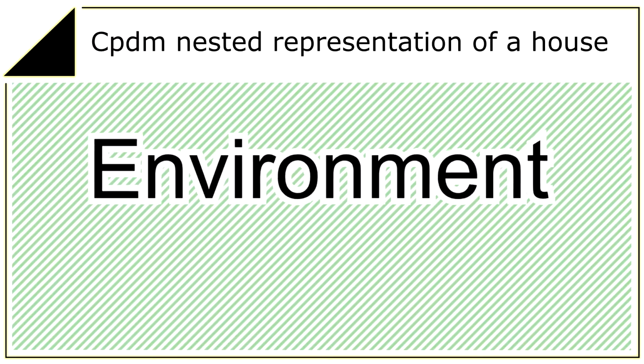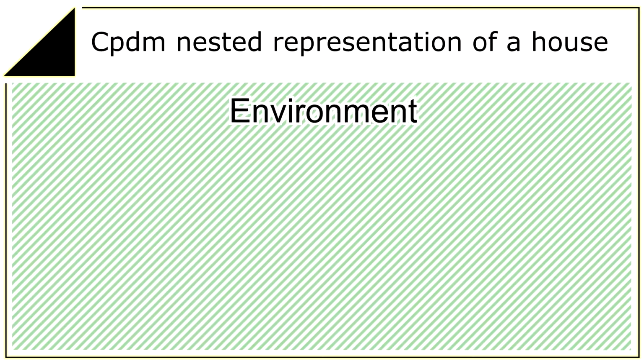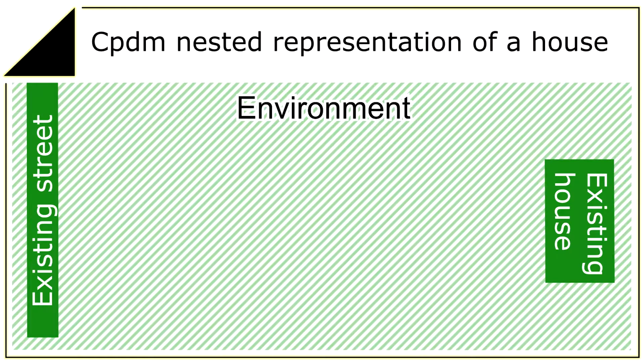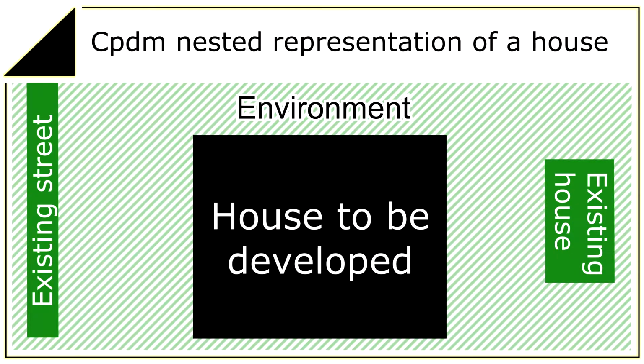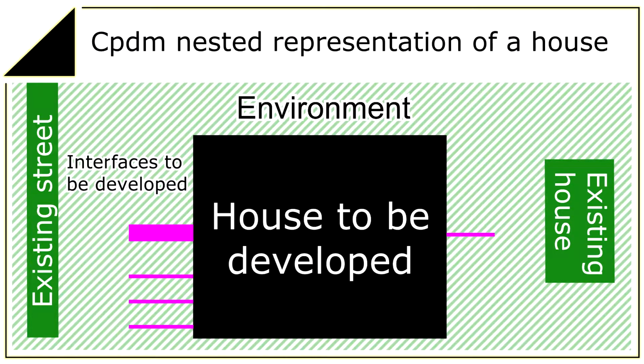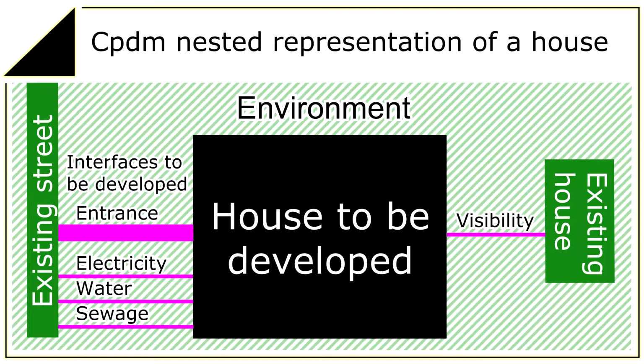So, let's see how CPDM establishes a nesting representation of a house. Begin to look around in the environment of the house and identify relevant existing elements. Establish the house to be developed in the environment. Identify which interfaces are desired to the house and can be connected in the existing environment.